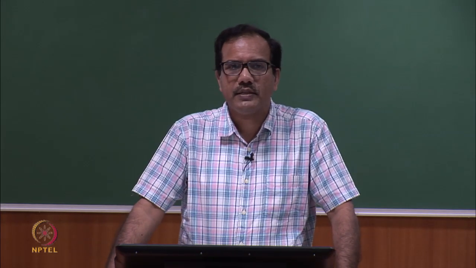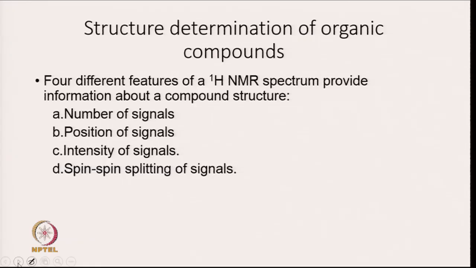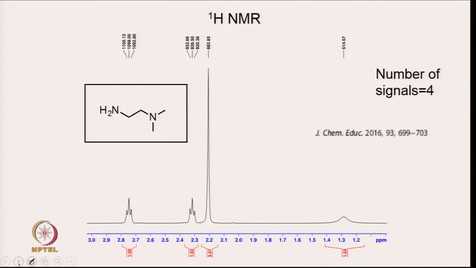In the last lecture I discussed how 4 different features of NMR can be used to get information about a compound structure. Those 4 features are number of signals, position of signals, intensity of signals, and spin splitting of signals. I will give you one example. So, let us look at 1D NMR of this compound.